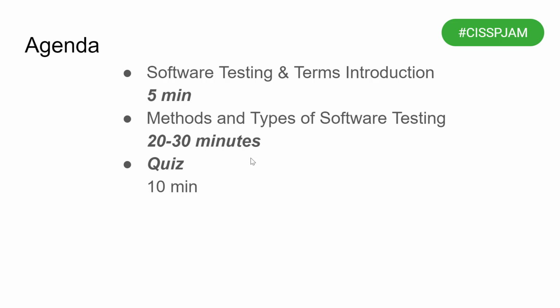And then we'll get into the methods and types of testing. Now, there are numerous of those. If you search for software testing types, you will find at least 100 of those. Depending on who's defining it, they may come up with their own name for some sort of testing, but we are going to look at some of the most common ones that are really for your CISSP exam that you should be aware of.